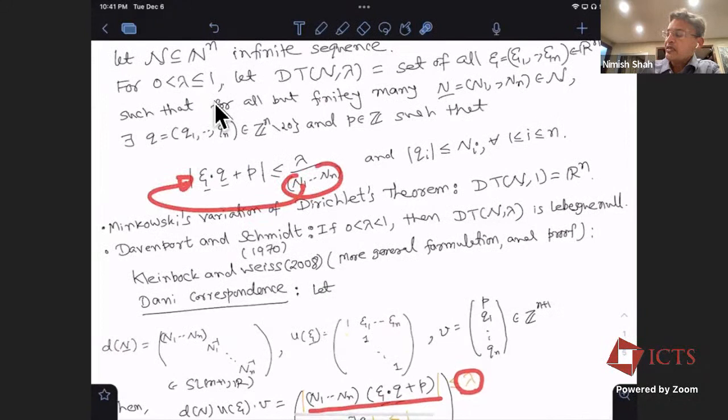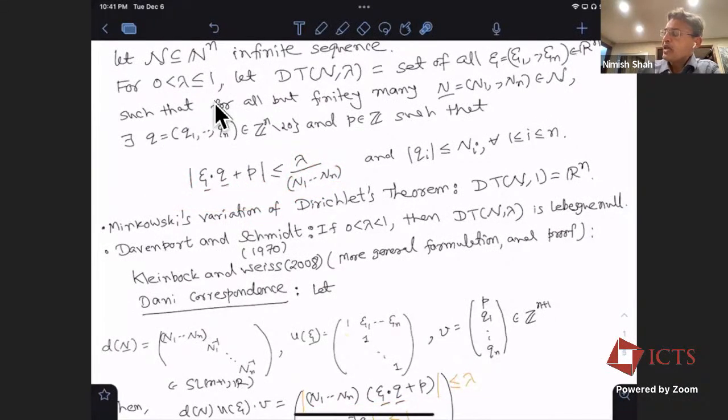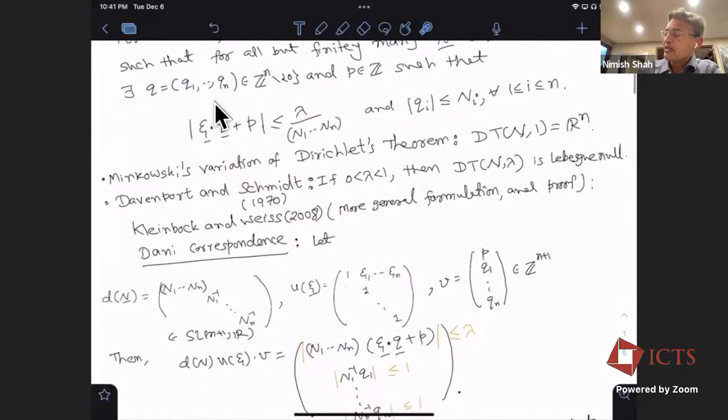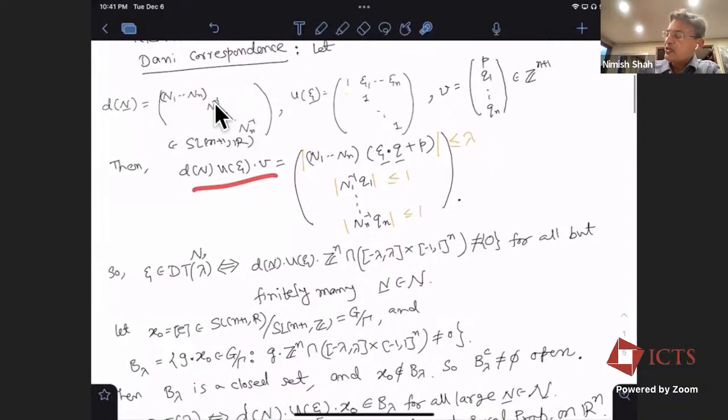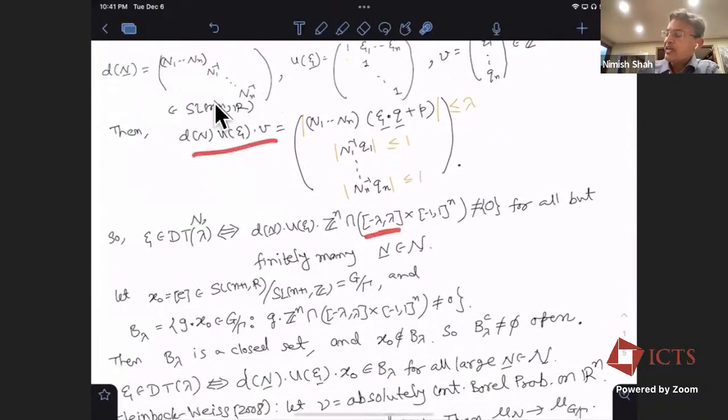If I bring it here, then this number multiplied by this is less than or equal to lambda. And then n_i inverse times q_i is less than or equal to 1, so n_i inverse times q_i is less than or equal to 1 for each i. Okay, so that means this vector really belongs to the set where the first coordinate is between negative lambda and lambda, and the remaining coordinates are between -1 and 1, to the power n, these guys.